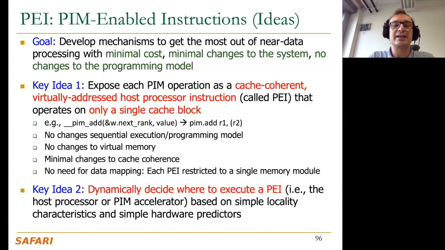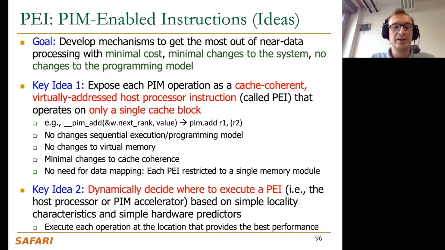Somewhere else could be a possibility also, but in this case, we consider two things only. And this decision can be done based on simple locality characteristics, where's the data that I'm operating on, and also simple predictors. There could be other mechanisms, of course, to decide in a more sophisticated fashion, which is not examined in this work. Basically, the goal is to execute each operation at the location that provides the best performance.